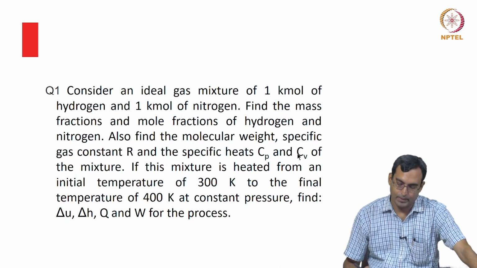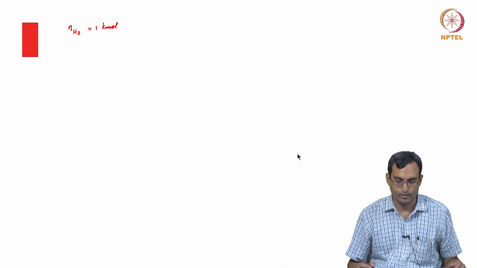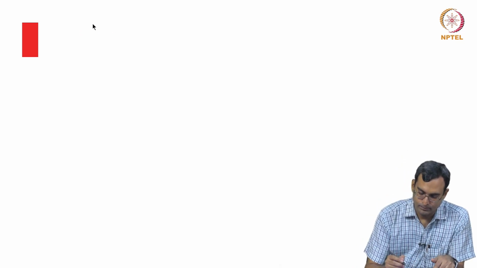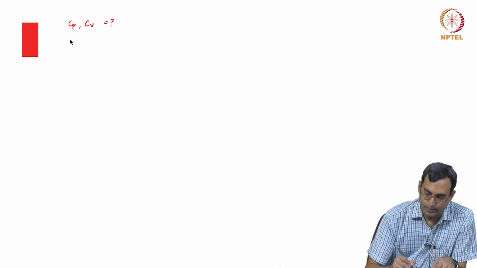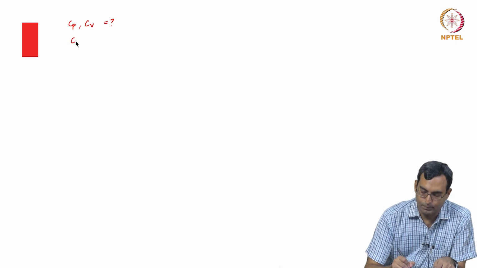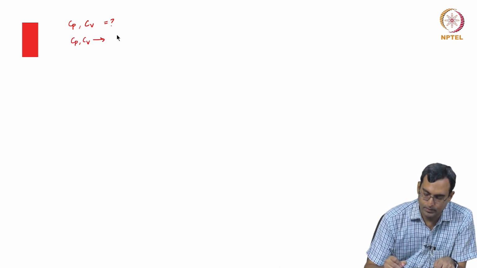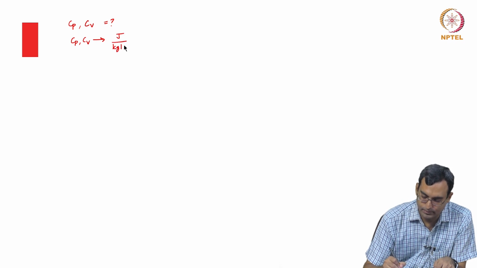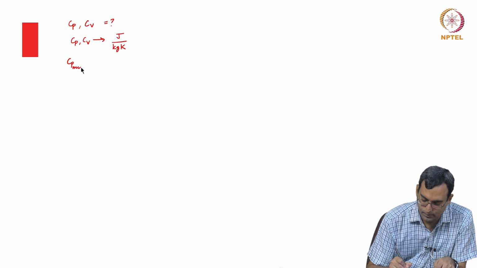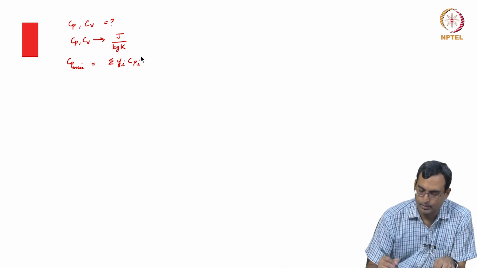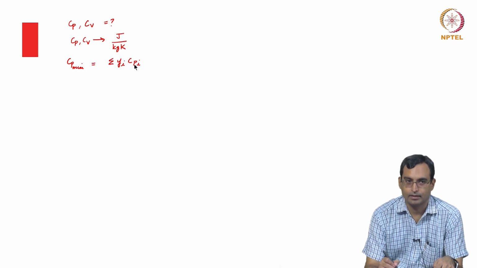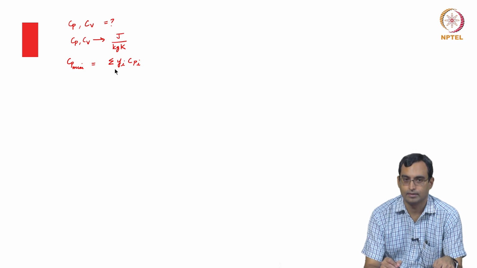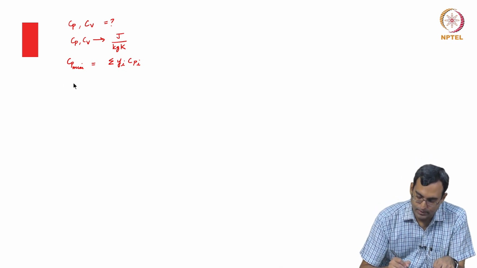We are asked to find out Cp and Cv of the mixture. Here we see that we can do it in different ways. If we have Cp and Cv in this fashion, they have units of joule per kg Kelvin. So, Cp of the mixture would be the summation of Yi into Cpi. Similarly, for Cv. I know Yi's, I have to find out Cp of the ith species, and then I can find this. Similarly, I can find Cv in a similar fashion.